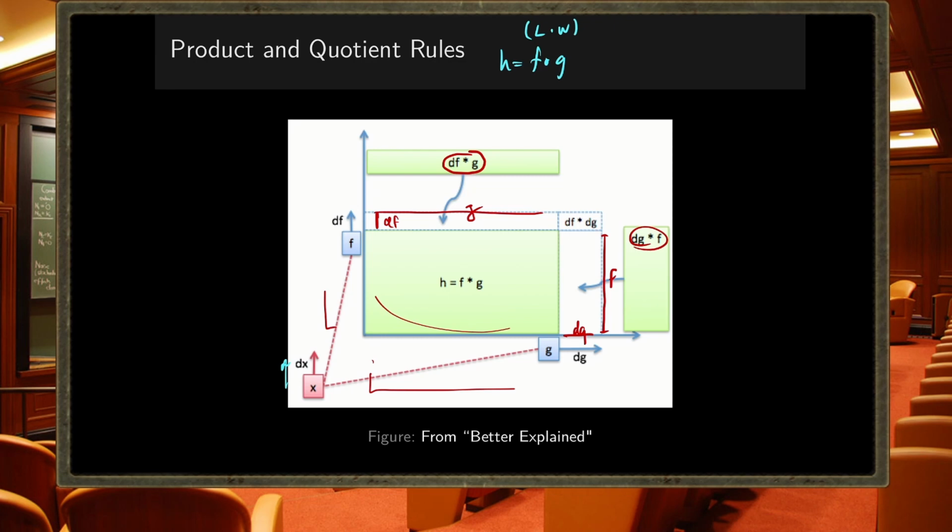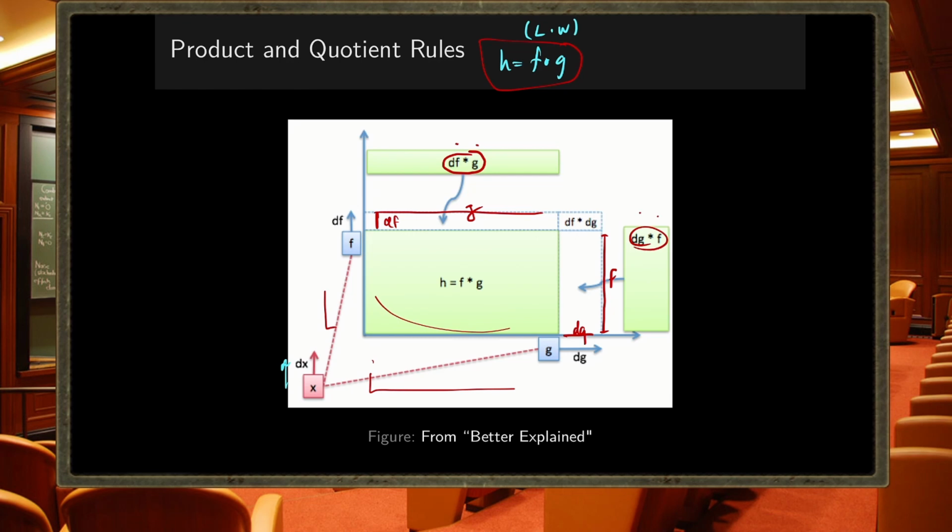Okay, so what does that tell us? The nudge of f times g, the nudge of g times f, these are both a part of the net change when we wiggle the input. That's how this whole rectangle changes. And what is the rectangle? The rectangle is h. The rectangle is the output. So when we change x, the dimensions change in such a way.